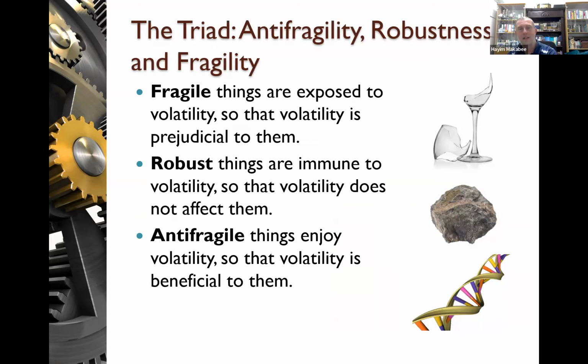And this new concept is something that normally we don't think about. Normally we think about things that are either fragile, or the opposite of fragile, which is robust. So fragile is something that is easy to break, and in his definition, when exposed to volatility, it is prejudicial. Like this glass, it's very easy to break. And robust things are immune to volatility, so they do not break easily, like this stone.